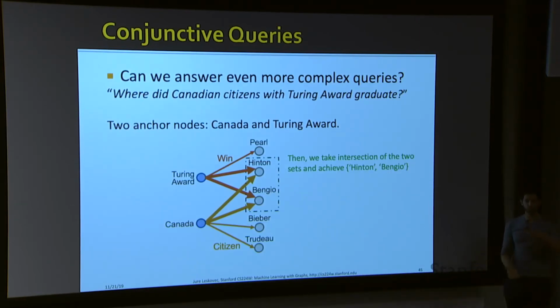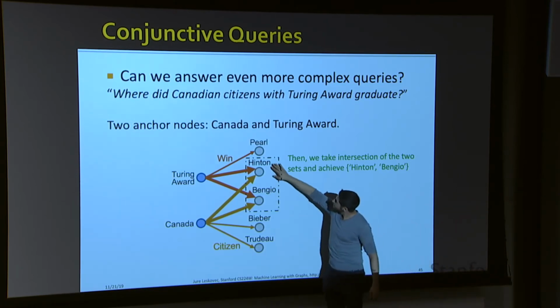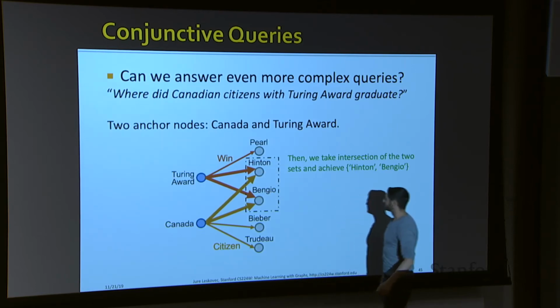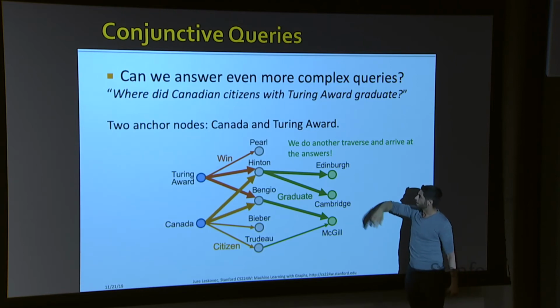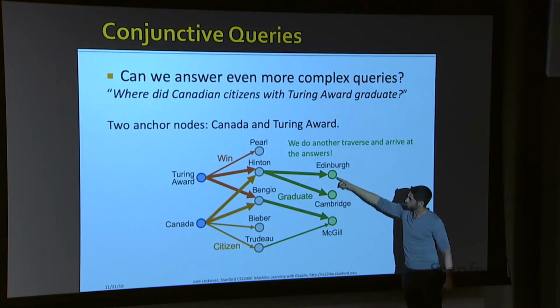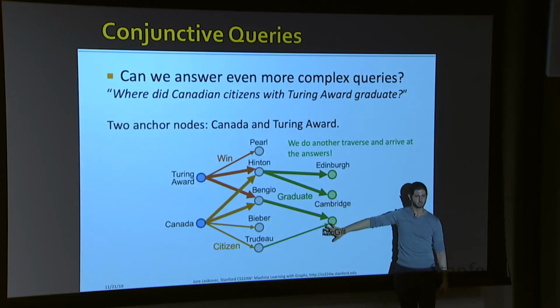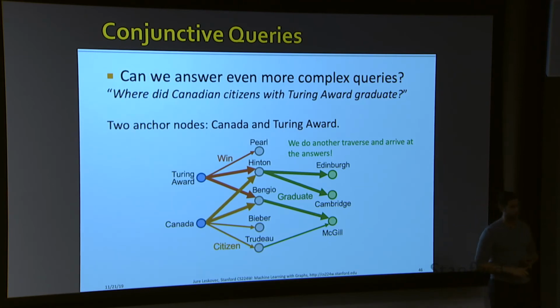Now here we need to take the intersection, right? We clearly don't want Bieber to be a Turing Award winner, so we get Hinton and Bengio, and this is our intersection. And then for each one of the viable intermediate results, we are going to find the universities where they graduated, and this is our answer. So once again, in the ideal world, if our knowledge graph was complete, this would be extremely easy, right? We're just doing a small graph traversal, it will be super fast.